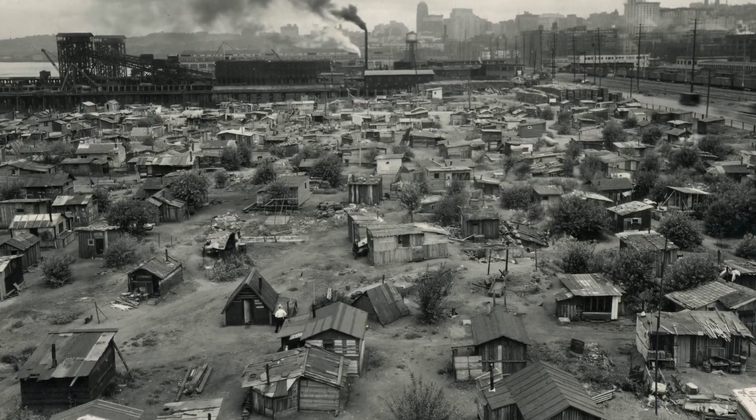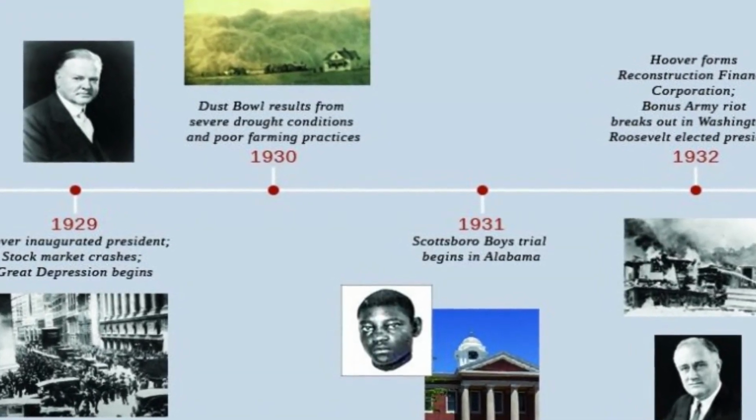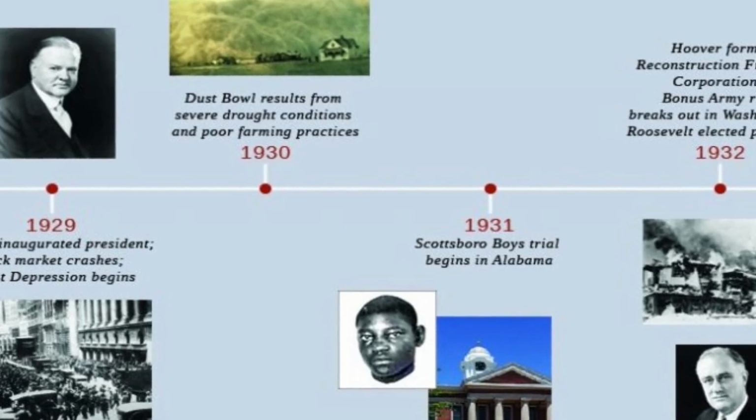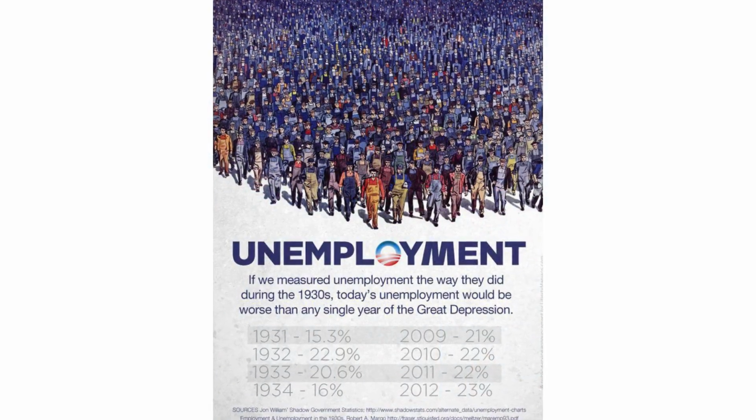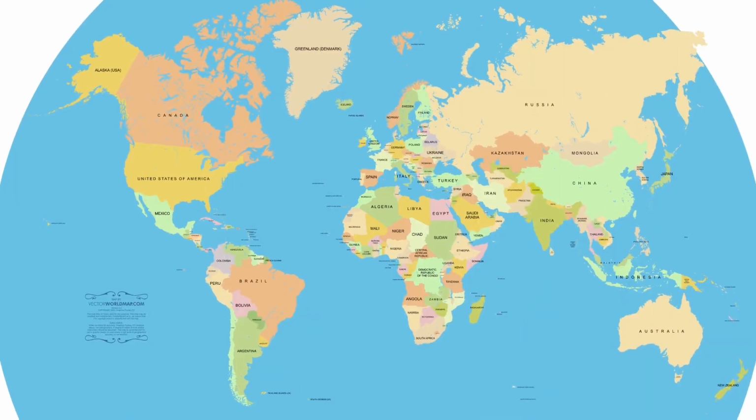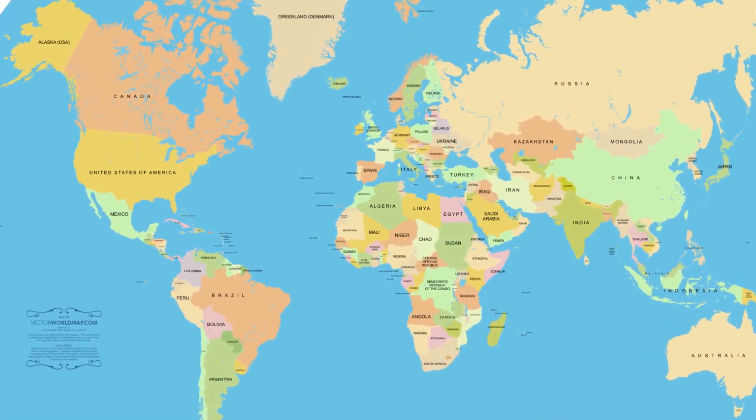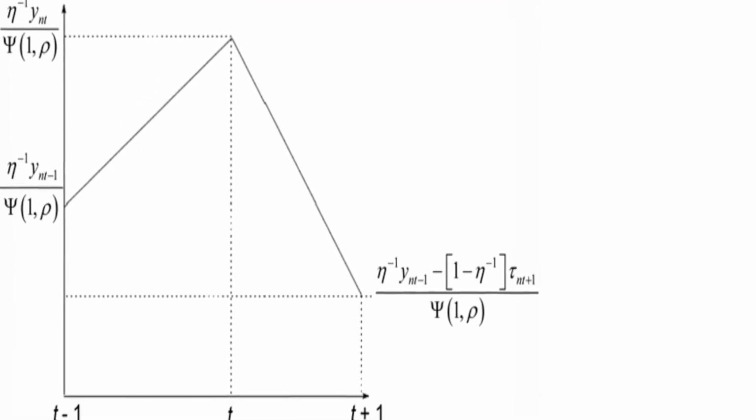Triggered by the stock market crash of 1929, this severe economic downturn led to widespread unemployment, bank failures, and a dramatic decline in consumer spending. The effects were felt globally, with countries struggling to recover for years. This recession highlighted the dangers of speculative bubbles and the interconnectedness of global economies.